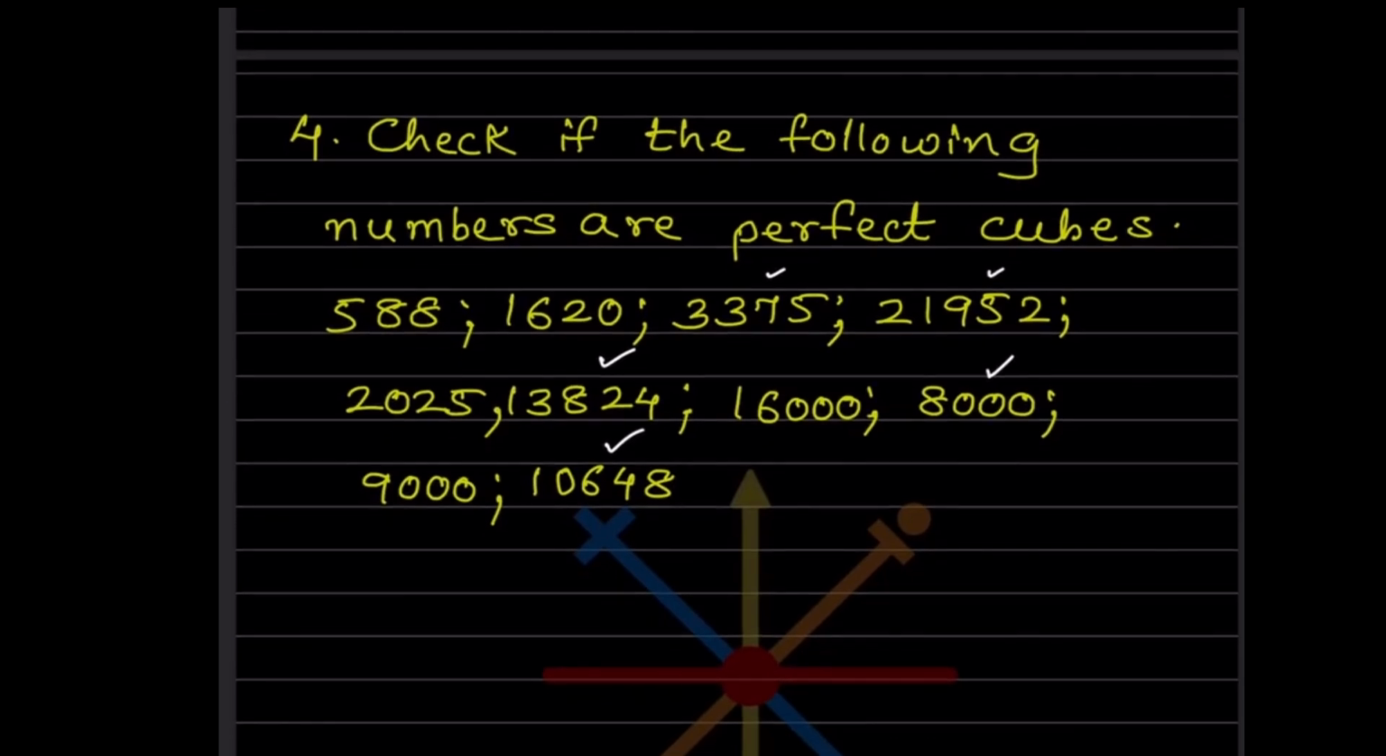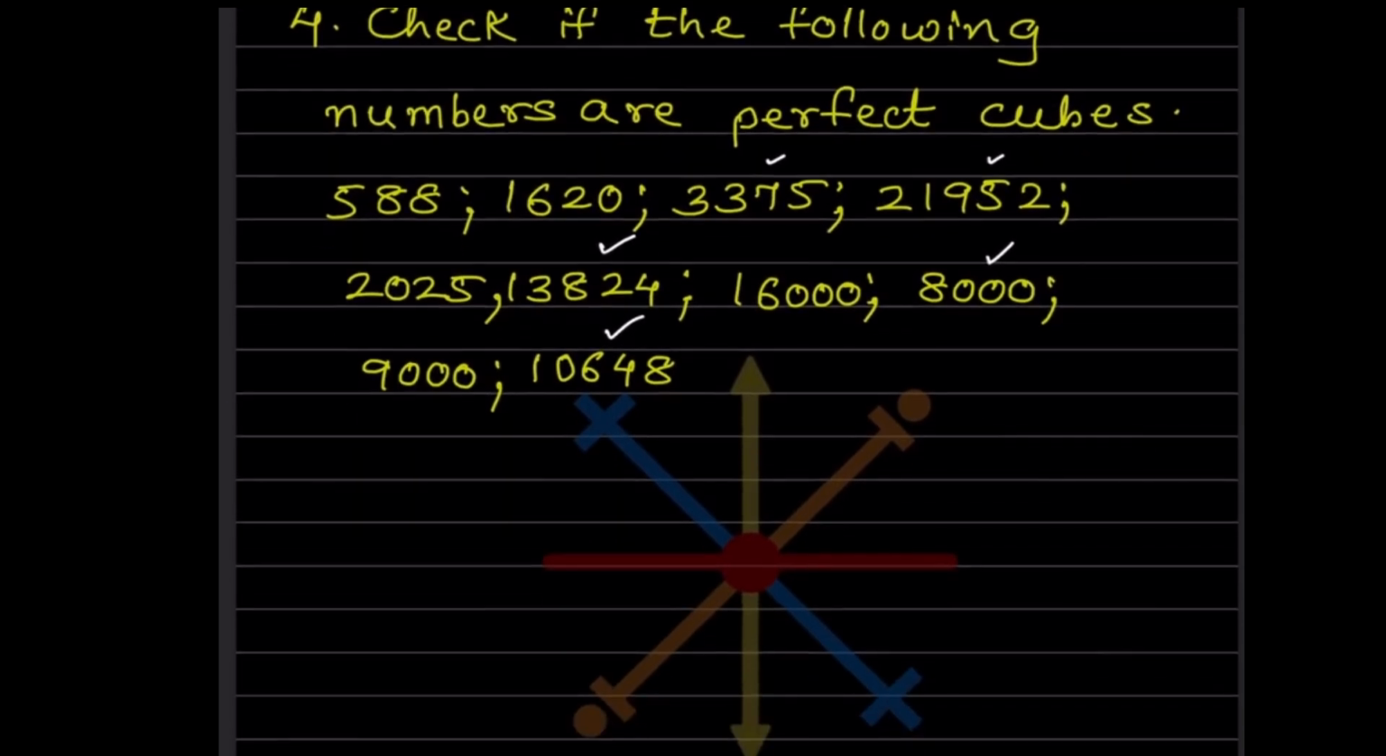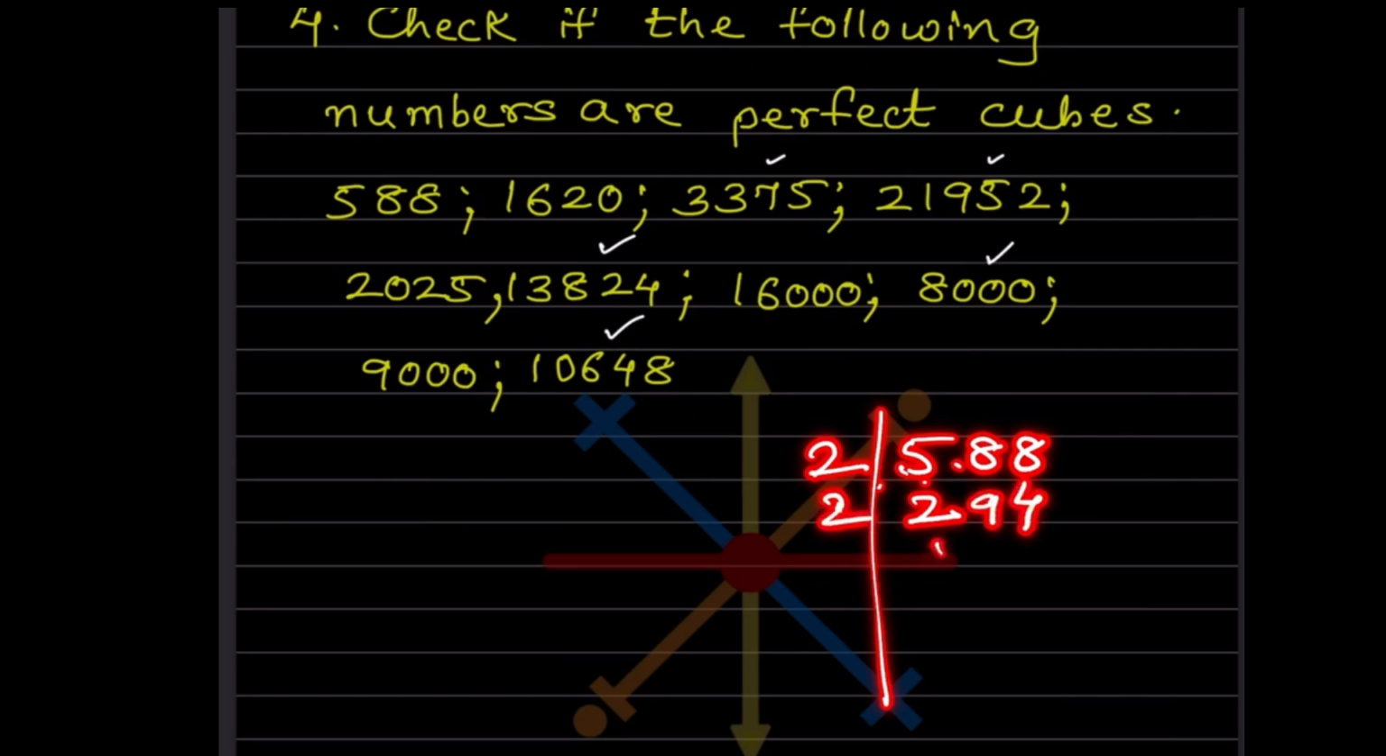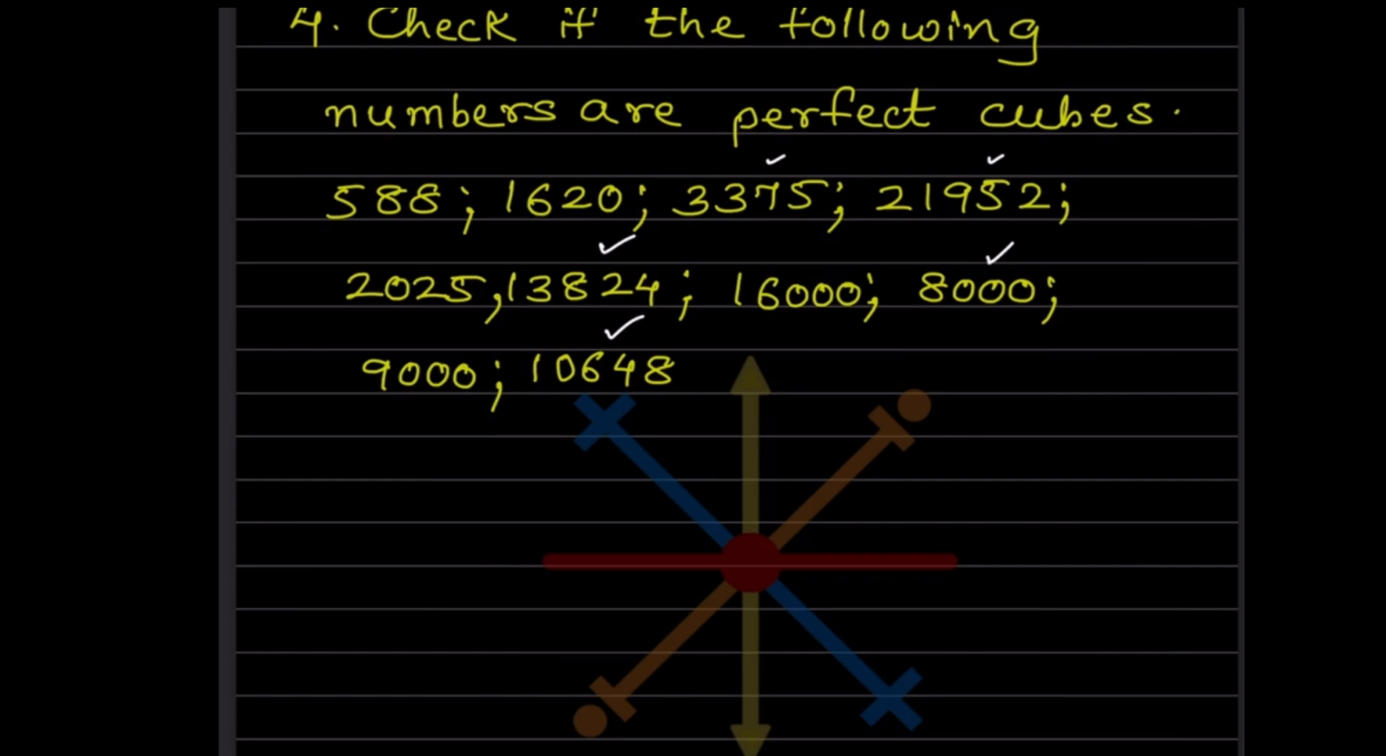Now check if the following numbers are perfect cubes. So now how to do this one? To check whether they are perfect cubes, you will take 588. You will do the prime factorization, you know the prime factorization method. So here it is going to be, this will be by 2. 2 2s are, 2 9s are, 2 4s are, 2 1s are, 2 4s are, 2 7s are. So now this goes with 7, 2s are, 7 1s are. Then here again 7.